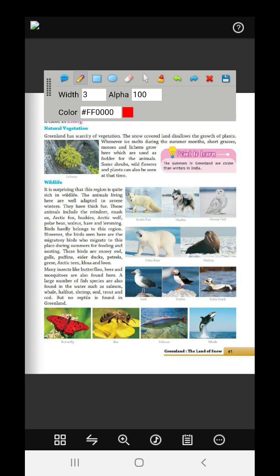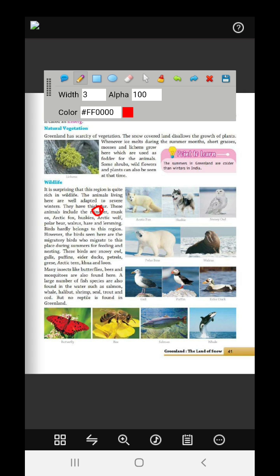Okay, so they are adapted. Now, what are the characteristics? They have thick furs. The animals include the reindeer, the musk ox, the Arctic fox, the huskies, the Arctic wolf, polar bears, wilderness hare, lemming.